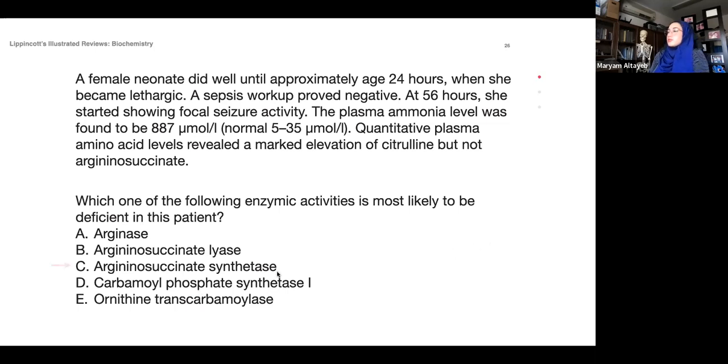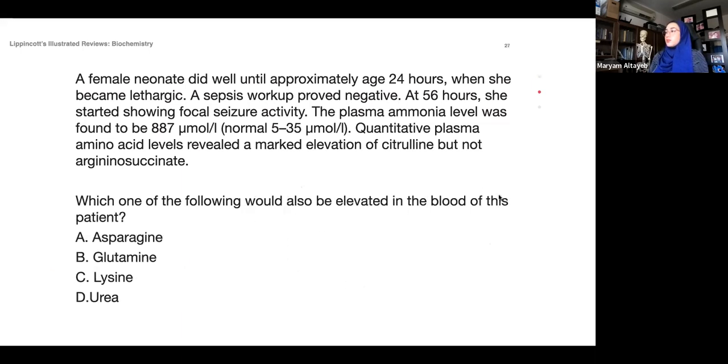Okay, yes. I don't know why all of these are C for some reason, but if you're stuck, I guess choose C. But yes, so again, they're basically telling you high levels of citrulline, but low levels of argininosuccinate. So why? We have argininosuccinate synthase deficiency. Okay. Which of the following would be elevated in the blood of this patient? Same patient, same case we just talked about.